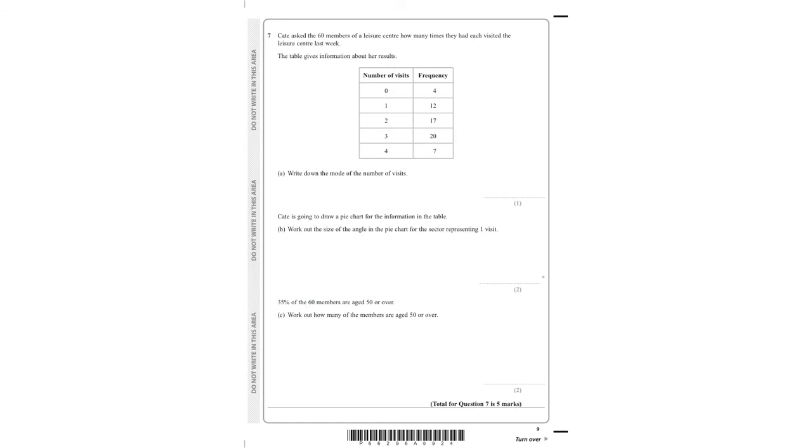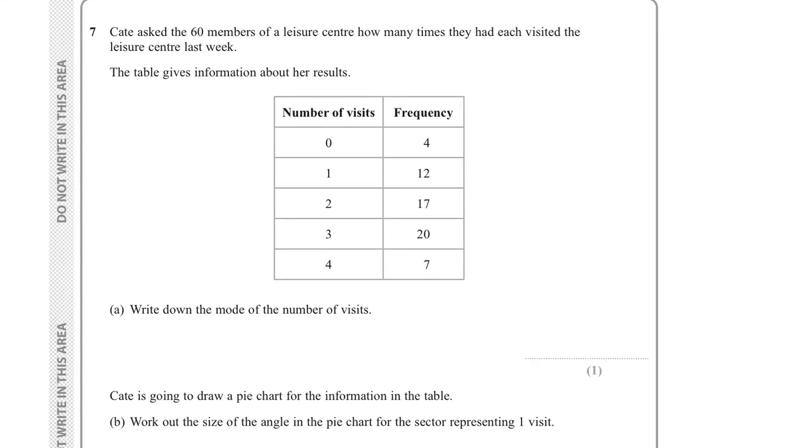Question 7. So, Kate asked the 60 members of a leisure centre. So this means our total frequency adds to 60. How many times they had each visited the leisure centre last week? The table gives the information about her results.